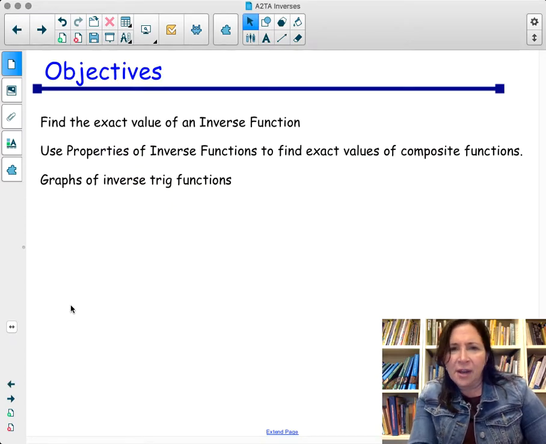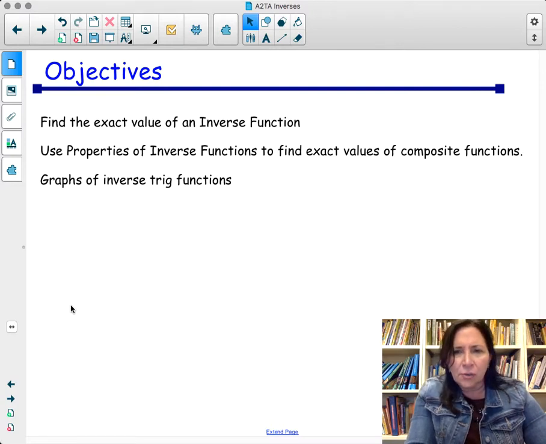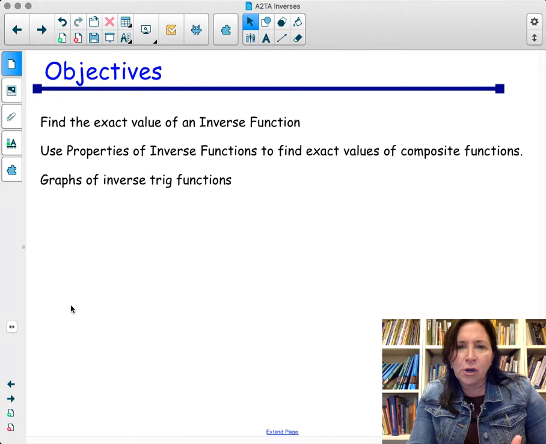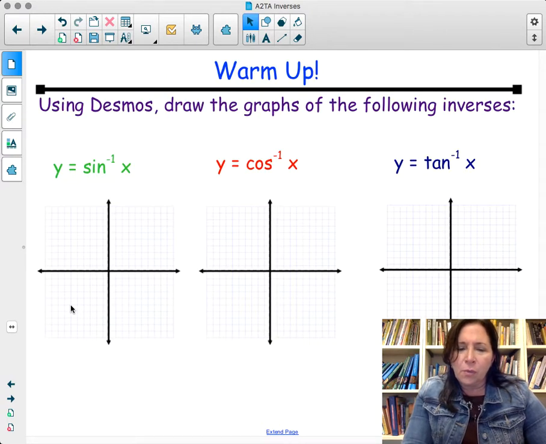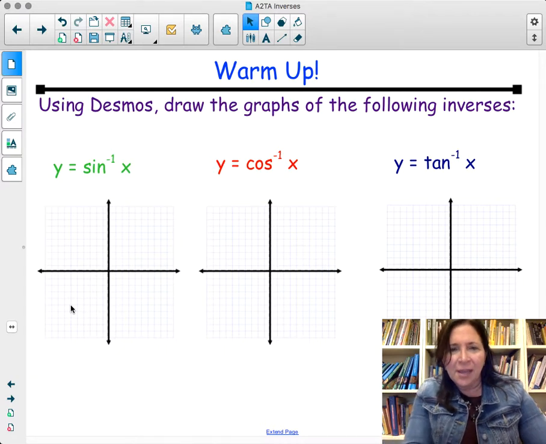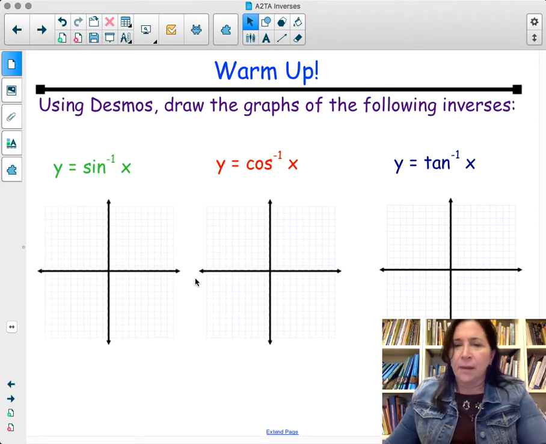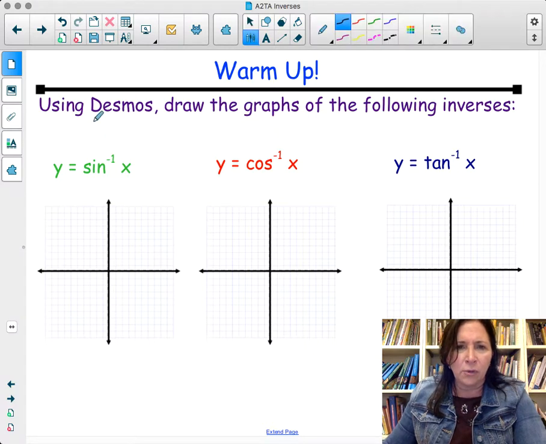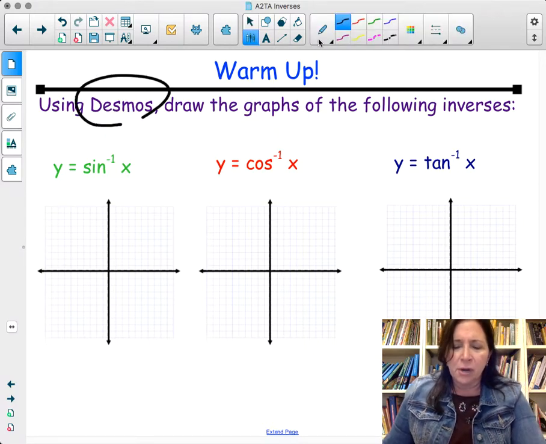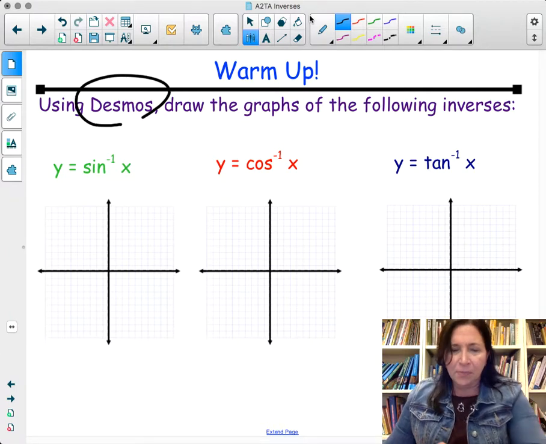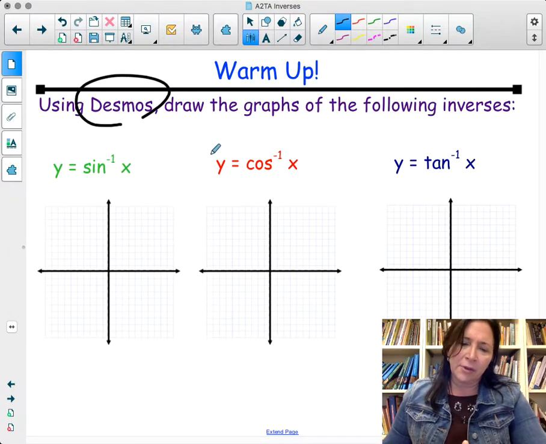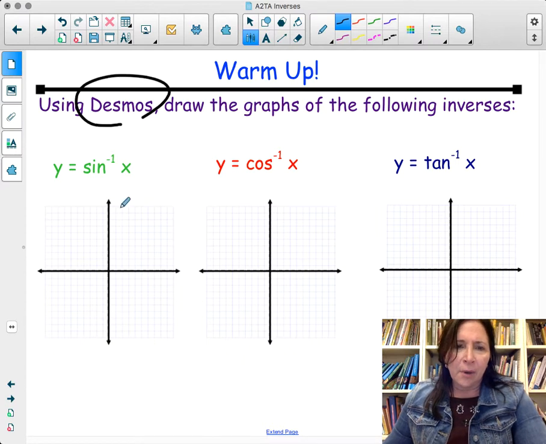Our objectives are to find the exact value of inverse functions. We're going to use properties of inverses to find exact values of composite functions, and we're going to be graphing some inverse functions. So what I would do is start off by maybe even freezing the video for a minute and using Desmos to draw the graphs of the following inverses. Desmos is a website on your computer that has a graphing calculator, which is pretty neat.